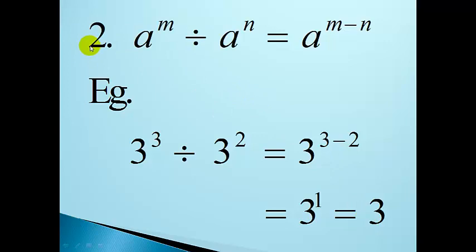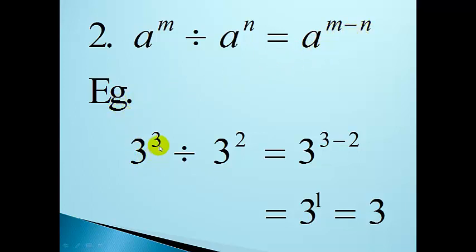Law number 2. A raised to the power m divided by a raised to the power n is equal to a raised to the power m minus n. Now, if you have numbers of the same base or variables of the same base dividing, according to the second law of indices, when you keep one of the bases constant, you subtract the powers.